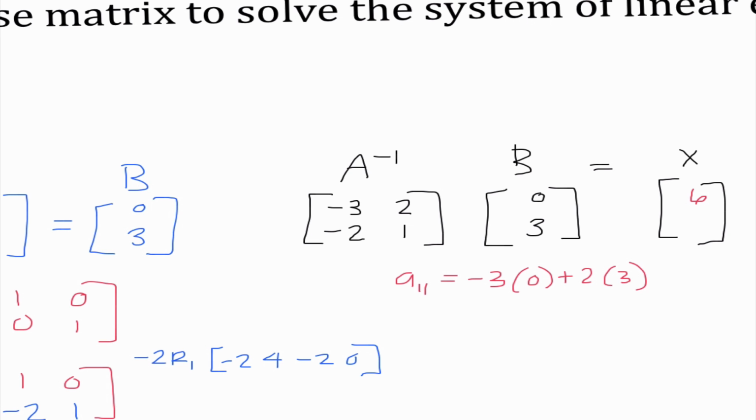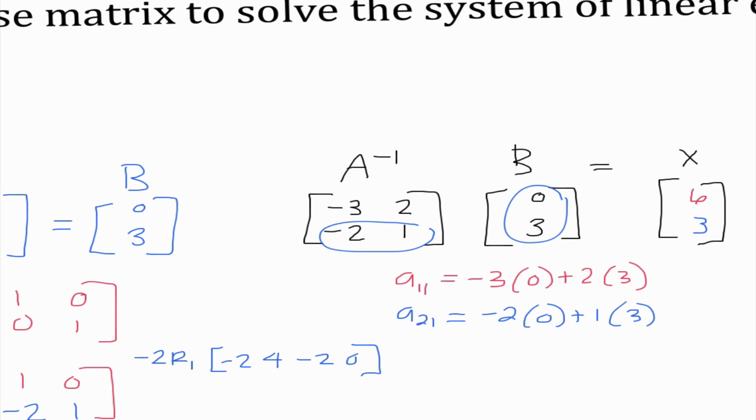Now I need to find A sub 2, 1. So I'm going to go ahead and do row 2 times column 1. Negative 2 times 0 plus 1 times 3 gives us 3. So that tells us that 6, 3 is our solution.